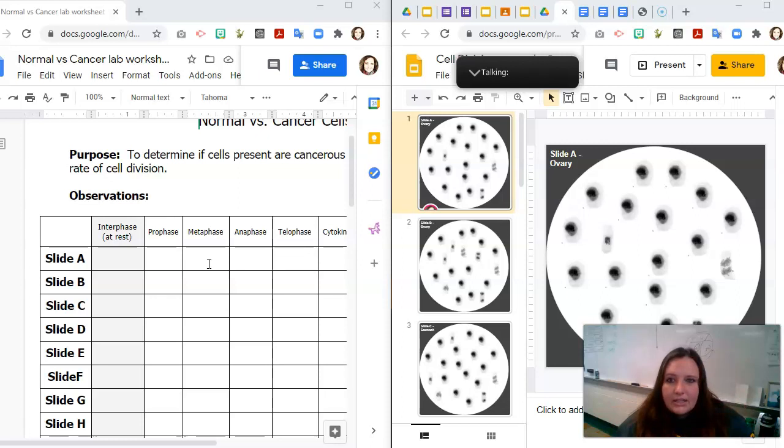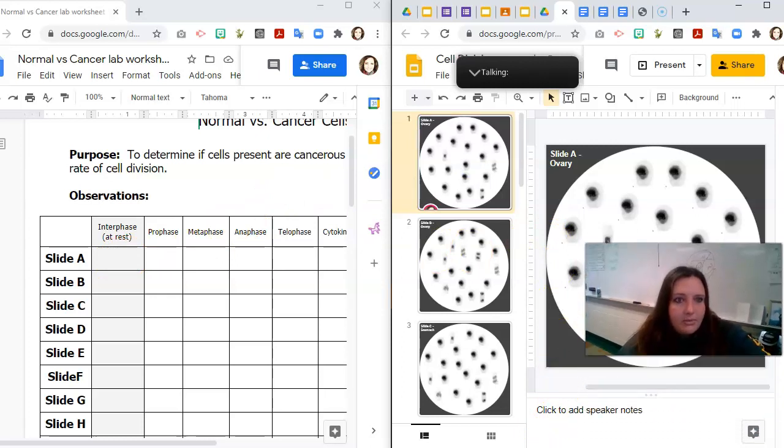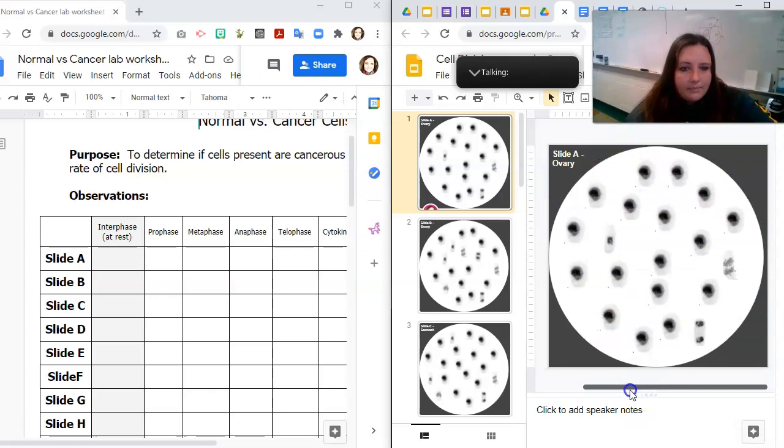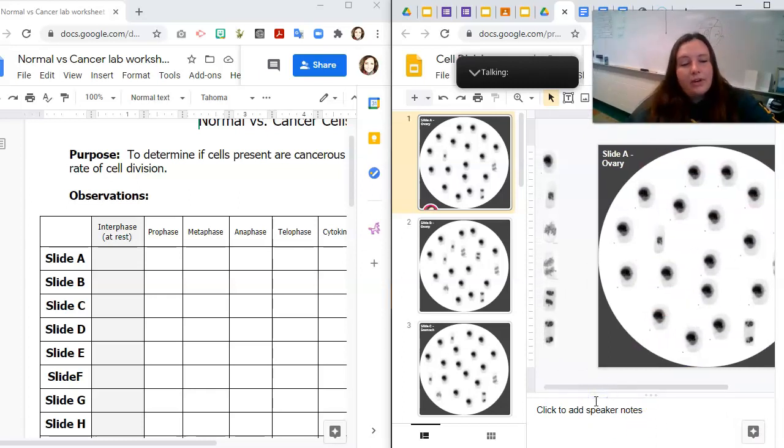So how this works today: as you can see, I split the screen. Slide A is an ovary cell. For each one of these slides, I have given you a key. The first cell here is going to be an interphase, so anything that matches that on this cell, you're going to count up.